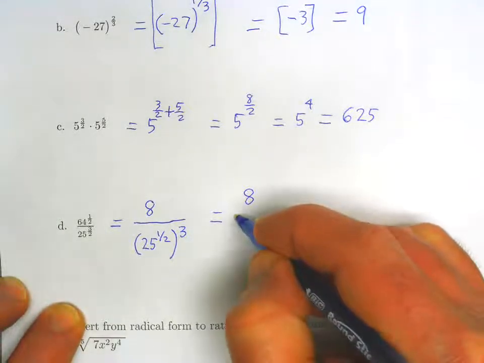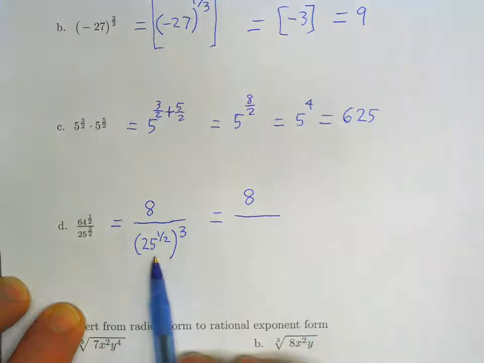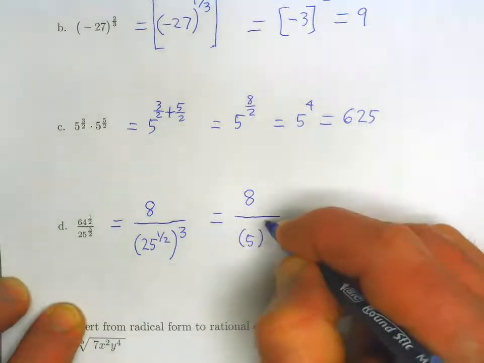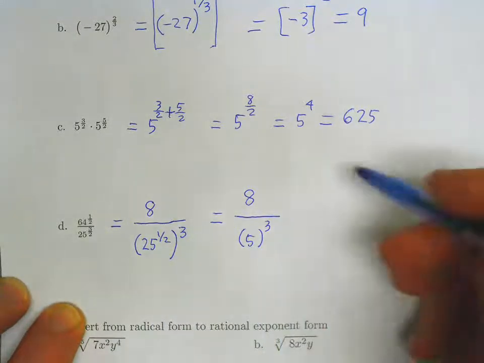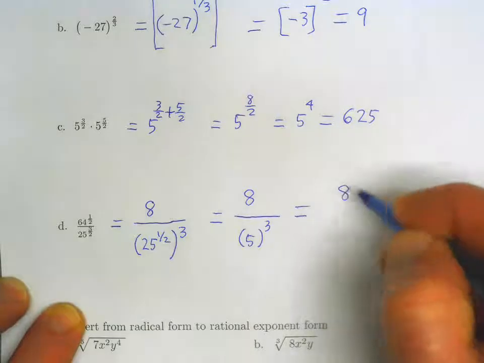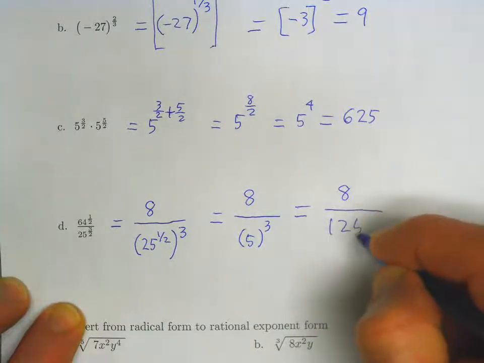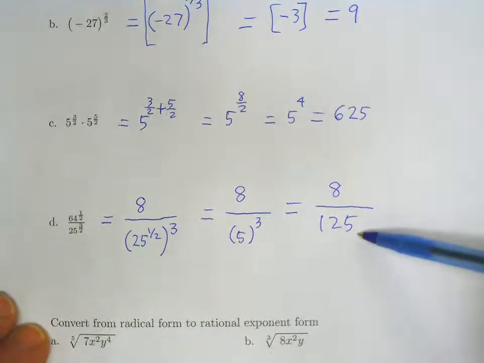The numerator is already simplified to 8. Inside the parentheses, 25 to the 1/2, that just means the square root of 25. The square root of 25 is 5. And then we have the outer exponent 3, and so 5 to the third power is 5 times 5 times 5, which is 125. Our simplified answer is 8 over 125.